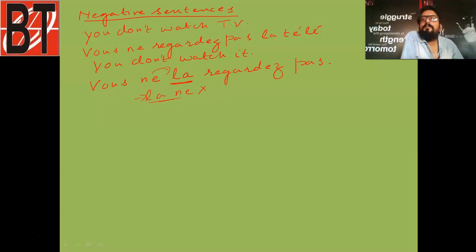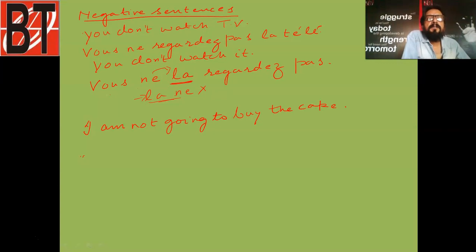For example, I am not going to buy the cake. I am not going to buy the cake. Je ne vais pas acheter le gâteau. Elle ne veut pas acheter le gâteau.